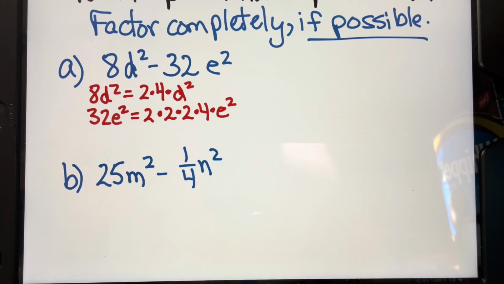This isn't prime factoring. This is factoring to be useful to me in this process. I see a 4 in common. I see a 2 in common. So that means the greatest common factor is actually 8.